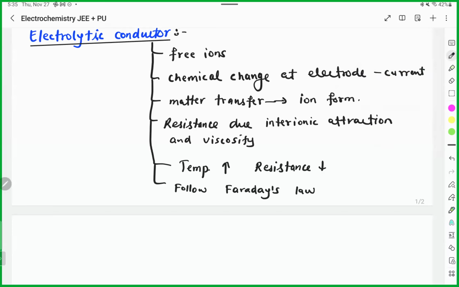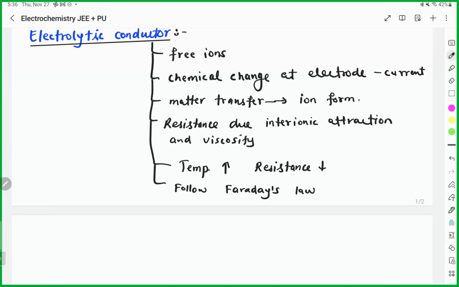So this is the basic introduction of what we're going to do in this chapter. In this chapter, we'll talk about free ions. These free ions are responsible for the chemical change at the electrodes, cathode and anode, which is responsible for the current. And there is a material transfer. Why? Because at one electrode there will be a deposition of mass, and at the anode there will be a reduction in the mass, right? So there is a change in the material amount in the ionic form, correct?